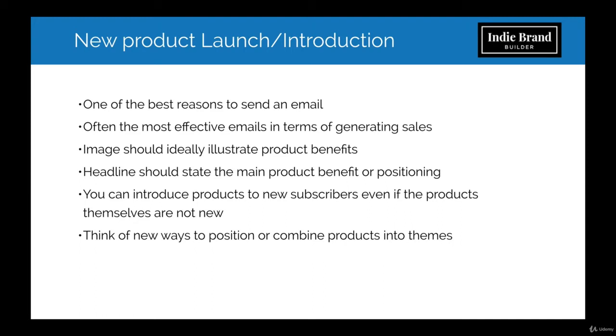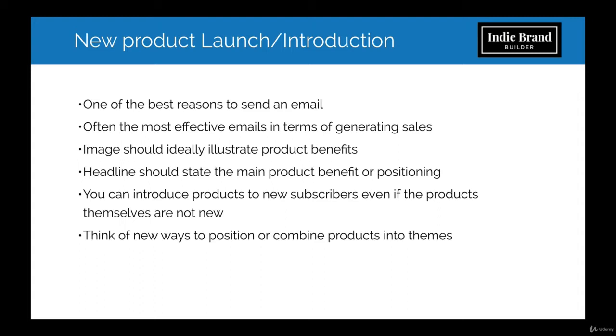So when you're thinking about what type of image to use, it should ideally illustrate the product's benefits. So it could be a lifestyle image or it could be a close-up of the product itself. And the headline should also reinforce the main product benefit or the way you're positioning the product.